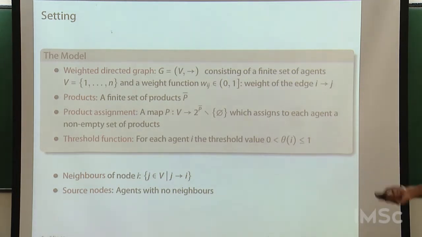Source nodes are all the agents which don't have neighbors. So these are nodes which are not influenced by any other node.